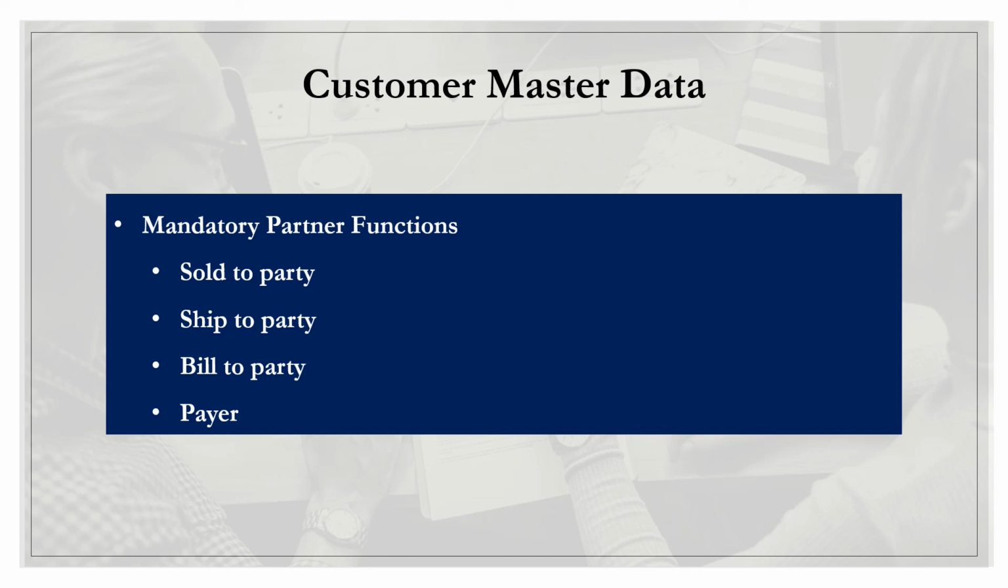Also, there are other partner functions, it's just they are not mandatory. Things like forwarding agent information and contact person are not mandatory. Just realize and memorize that these four, sold to party, ship to party, bill to party, and payer, are underneath the partner functions tab within the sales order, and they must be identified.